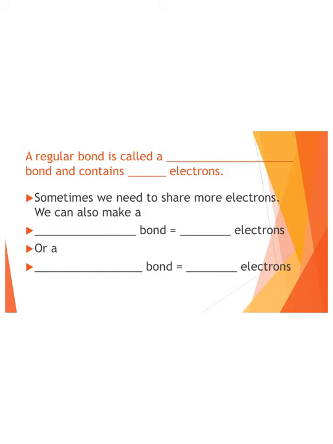Okay, so there's different types of bonds. A regular bond is called a single bond. So anytime I connect anything with a dash, that's a single bond, and we said that's going to count as 2 electrons in there. So when I do that, I just write the 2 symbols and put a little line between it. But sometimes you need to share even more.